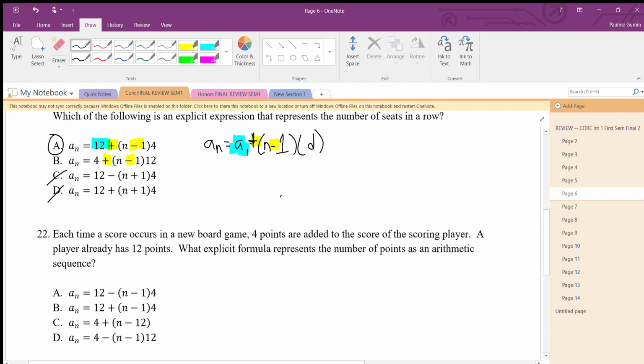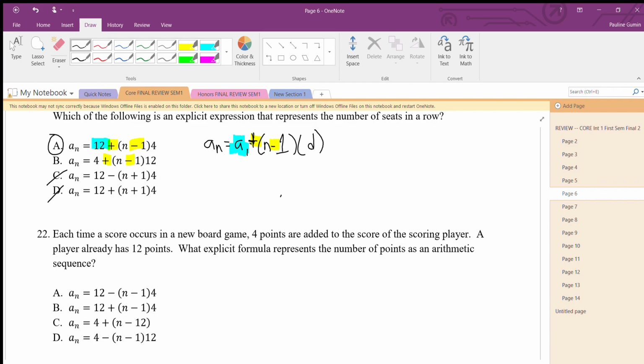Let's do that again for 22. Each time a score occurs in a new board game, 4 points are added to the score of the scoring player. A player already has 12 points. Write an explicit formula that represents the number of 4 points as an arithmetic sequence.